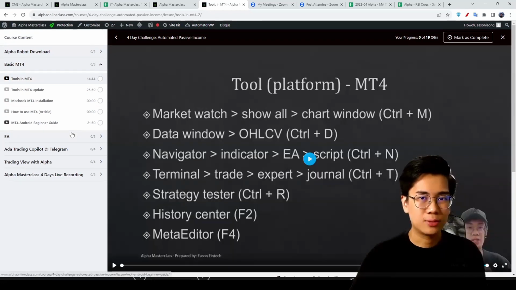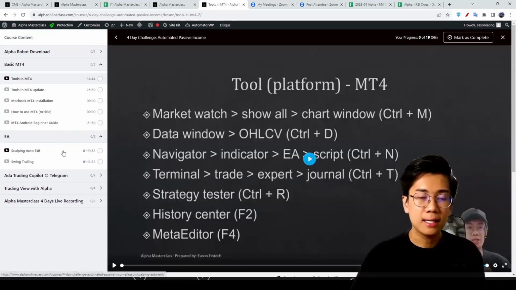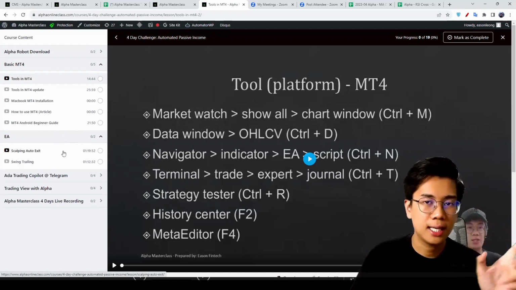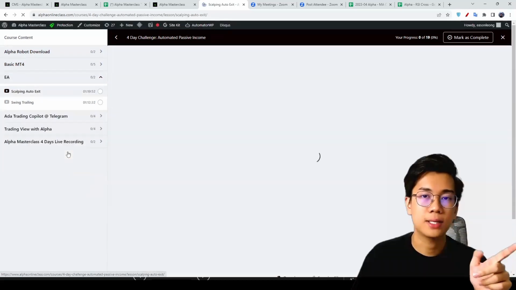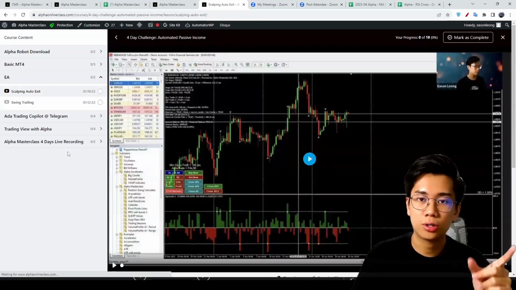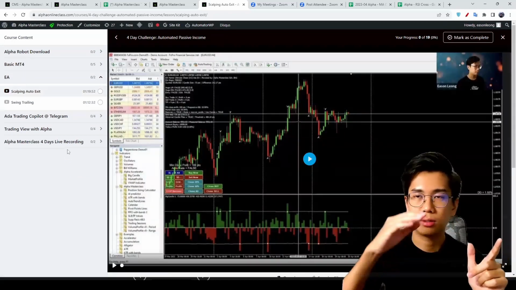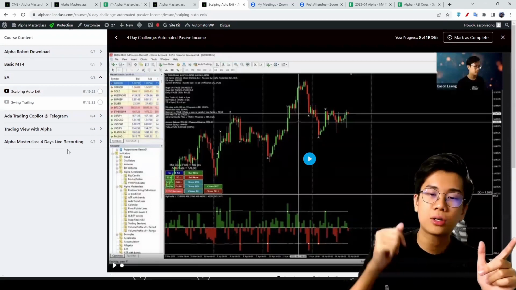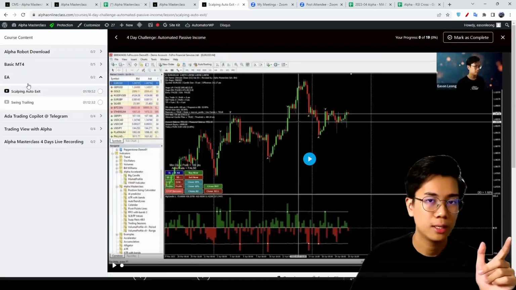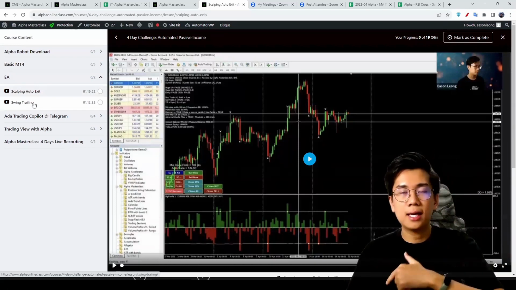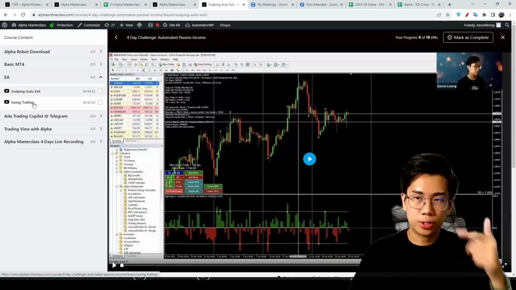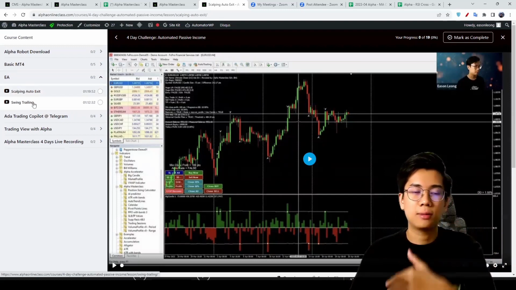Other than that, we do have other topics like EA. Now the robot that is given to you, EA stands for robots. The robots given to you include scalping and swing trading. Scalping is a robot that I mentioned yesterday, fast in, fast out, can do dollar cost average, can close at profit. When there is a drawdown, it cuts loss for you. Swing trading is another robot that was explained in the later part of the day. It is the robot where you open the trade, and it does trailing stop loss.